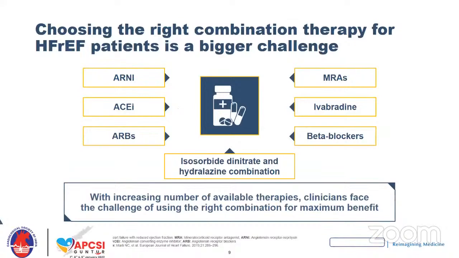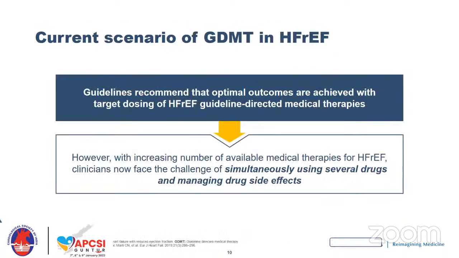Choosing the right combination therapy: the ACE inhibitor, ARNI, ARBs, MRAs, ivabradine, and beta blockers. Of course, in selected patients, the isosorbide dinitrate and hydralazine combination. The guidelines recommend that optimal outcomes are achieved with target dosing. It is not just enough to start the dose. Try to escalate the dose to the maximum beneficial or target dose to have the maximum benefit. Let us look at a couple of slides which emphasize the same fact.